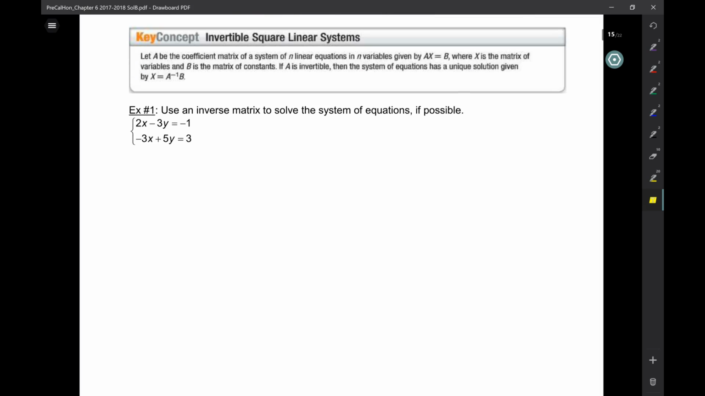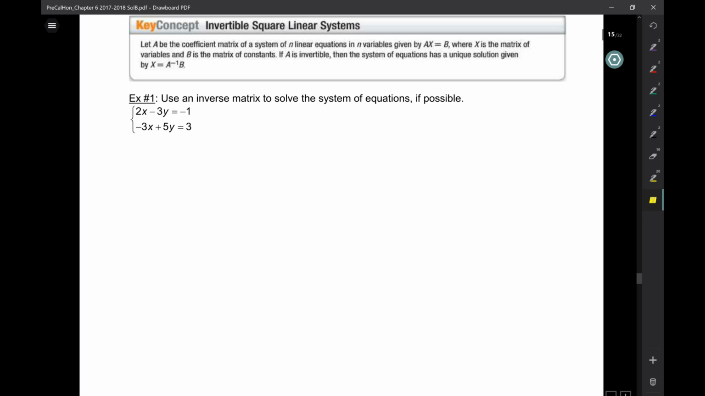So here we go. Use an inverse matrix to solve the system of equations if possible. It's not going to be possible in the case where the matrix is singular, meaning it doesn't have an inverse. All right, so first we write the coefficient matrix. The coefficients are just 2, -3, -3, and 5. This is what we call matrix A. Then we write the variables matrix. This is what we call matrix X.